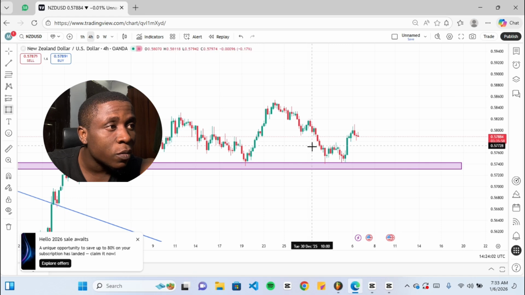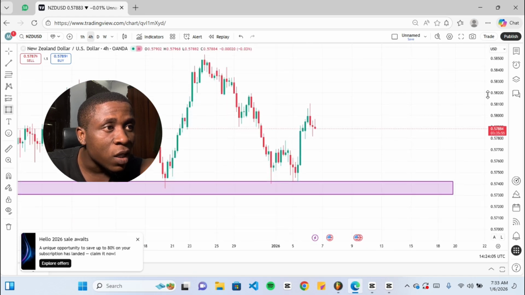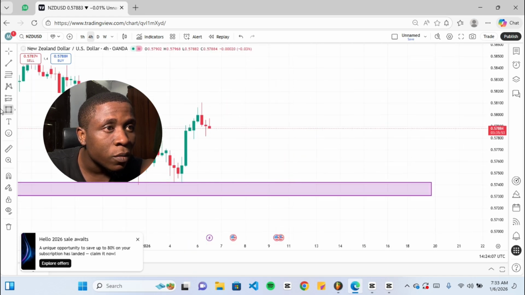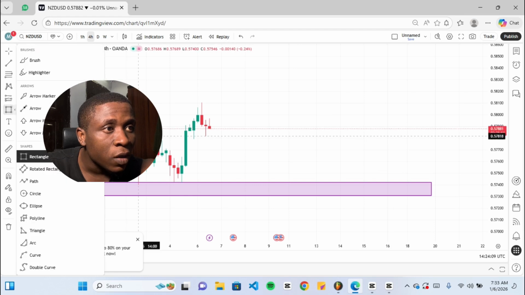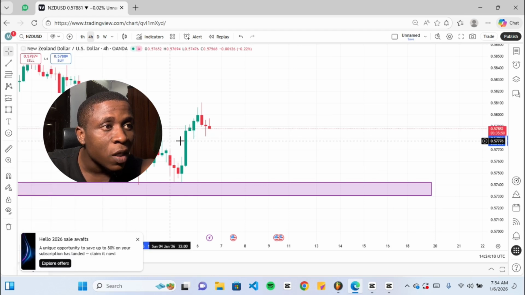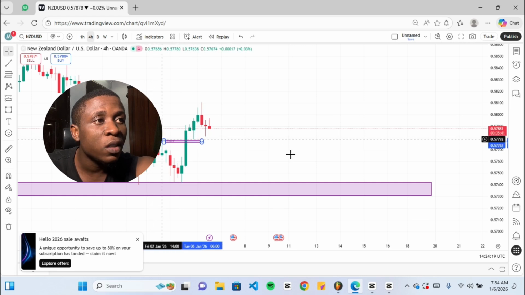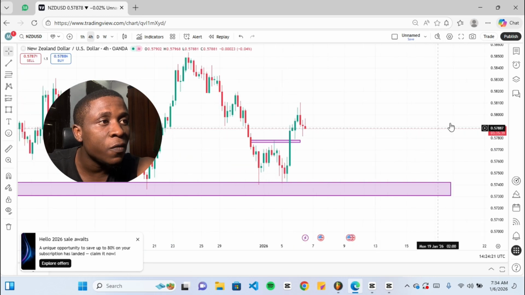Let me zoom in. You can see this. There's a tiny zone over here that got broken. Yeah, this one got broken. When this one got broken, that's when I had interest in the market. See, when this one got broken, then yesterday I entered the market on this 4 hour time frame.